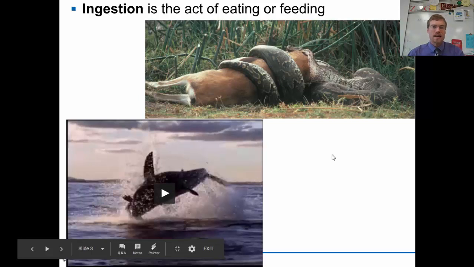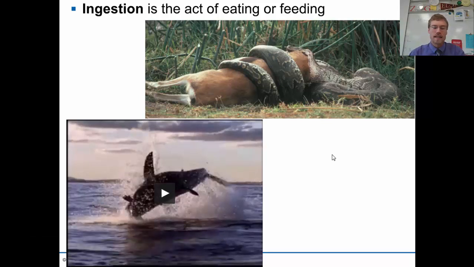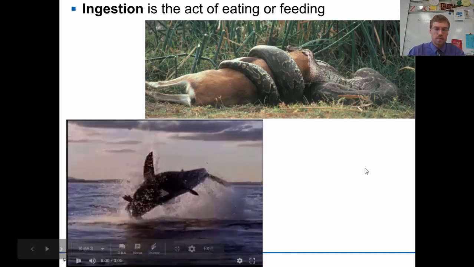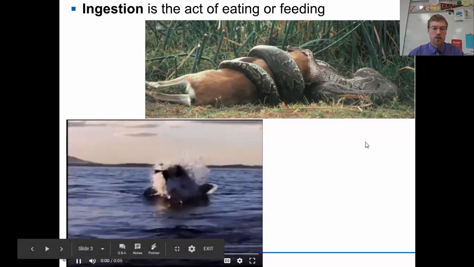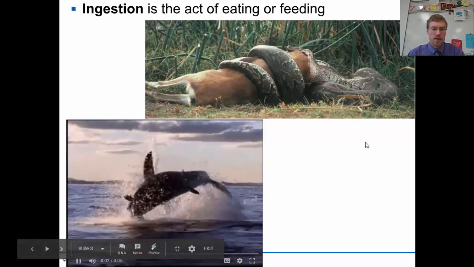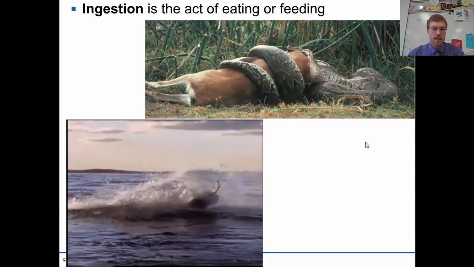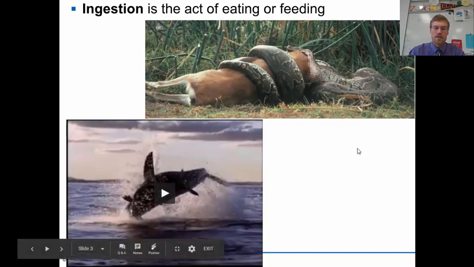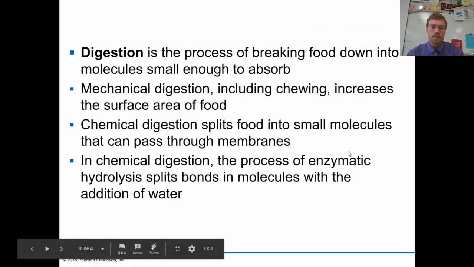Ingestion is the act of feeding or eating, and there are a lot of different strategies for how organisms accomplish this. You have predators, things that are eating other stuff. You have herbivores, which are going to be eating plants, and then you've got omnivores, which can eat both. So, here's a cool clip of a shark eating a seal. Again, lots of different strategies for this process.